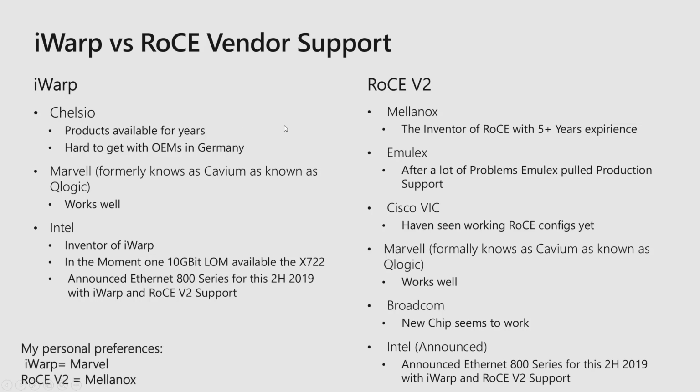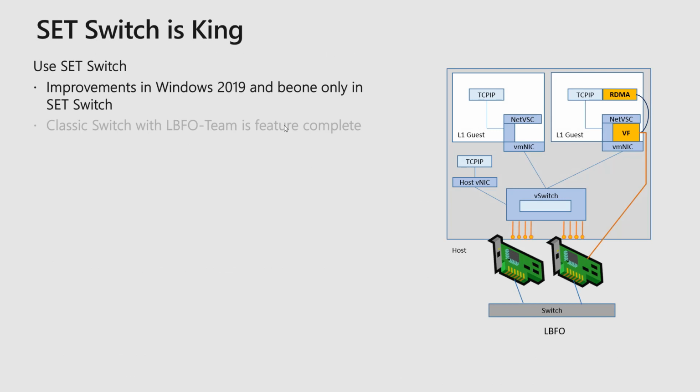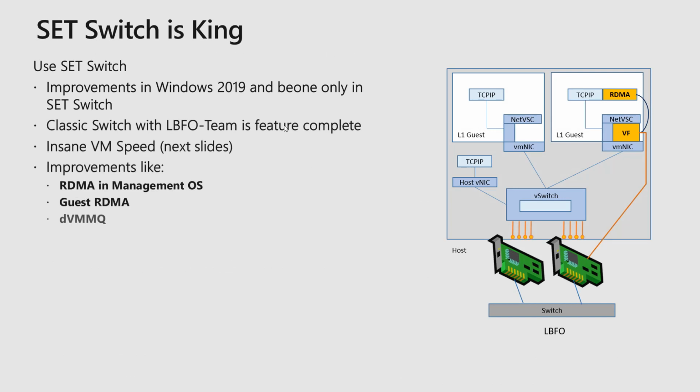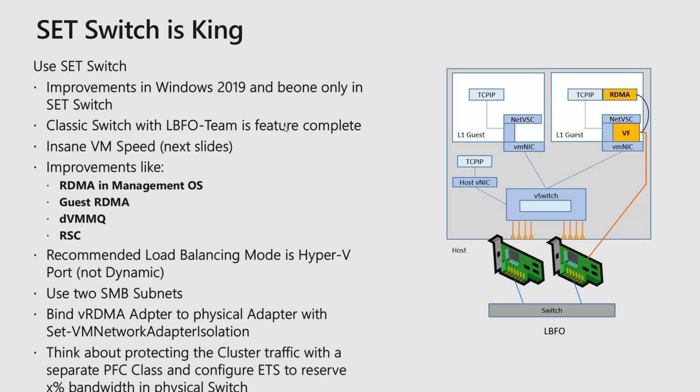So the next network tip is which switch to use, and there is today only one answer. It is the SET switch, and with Windows Server 2016, Microsoft introduced the SET switch. SET stands for Switch Embedded Teaming, and before that, and also still available today, is the classic Hyper-V switch, but you have to be aware that the classic Hyper-V switch is not developed anymore. It's feature complete. So all the good new stuff, all the improvements were programmed into the SET switch.